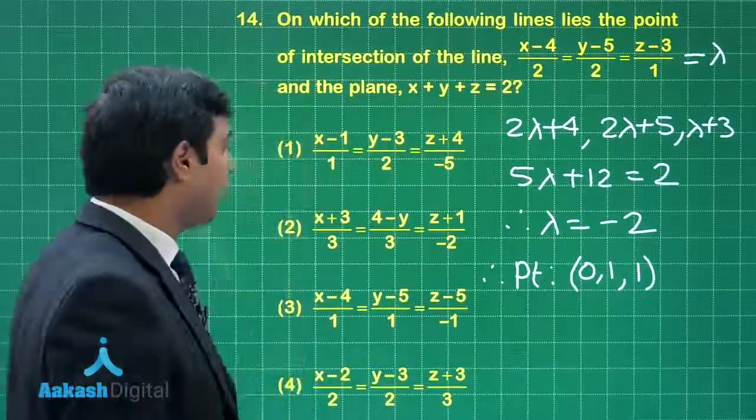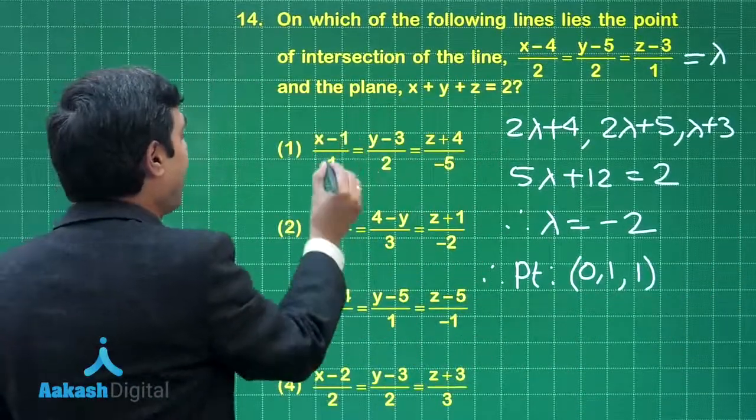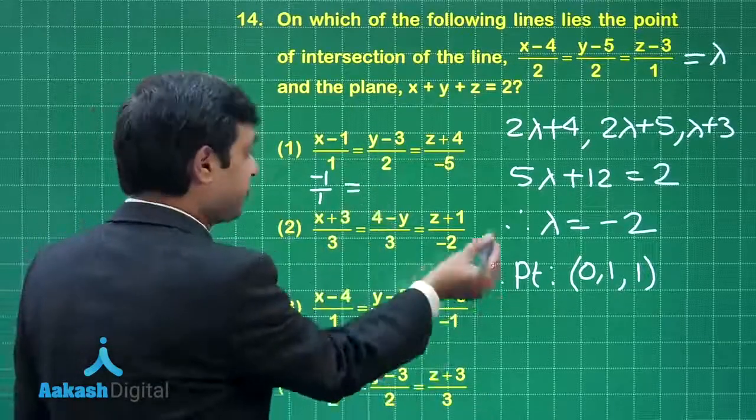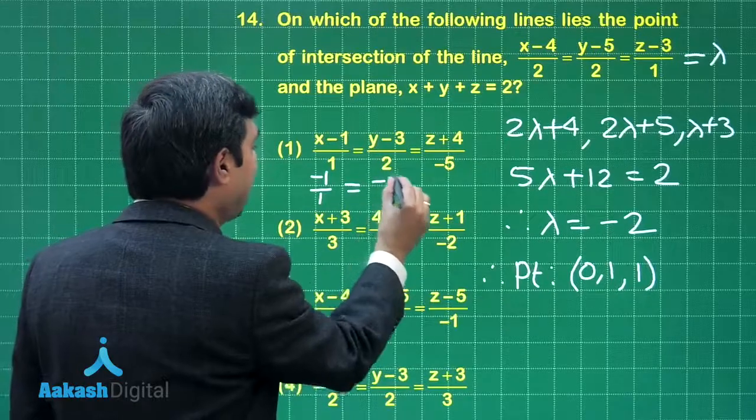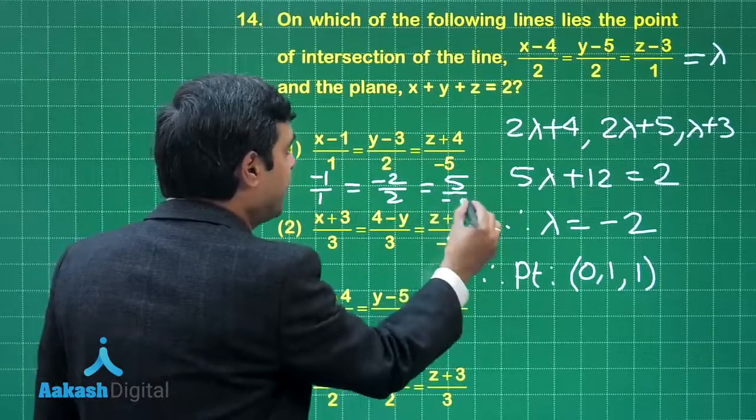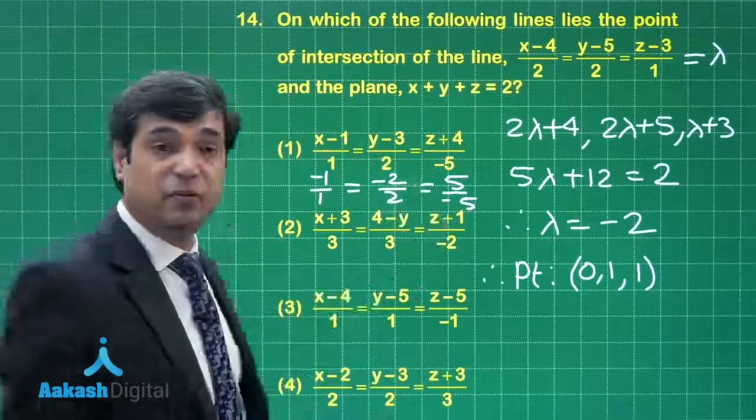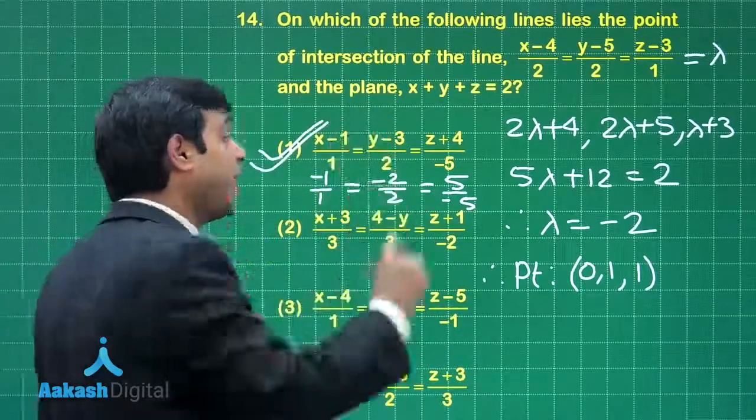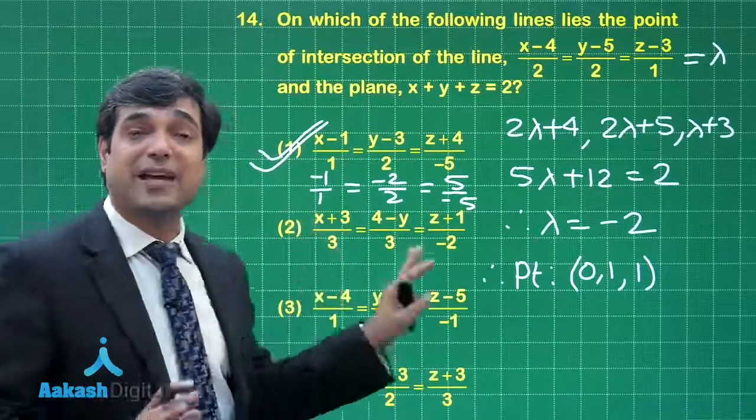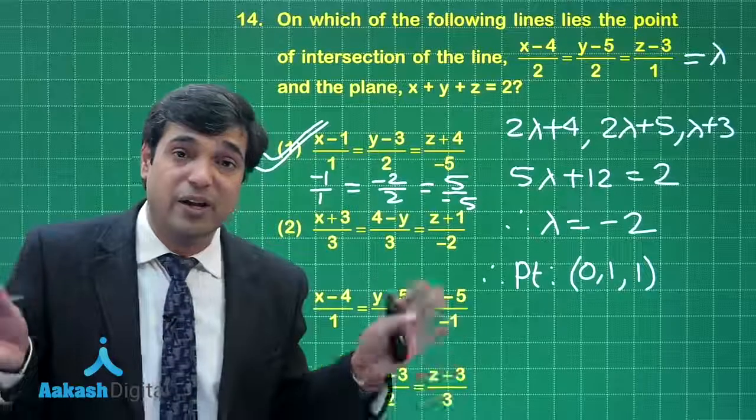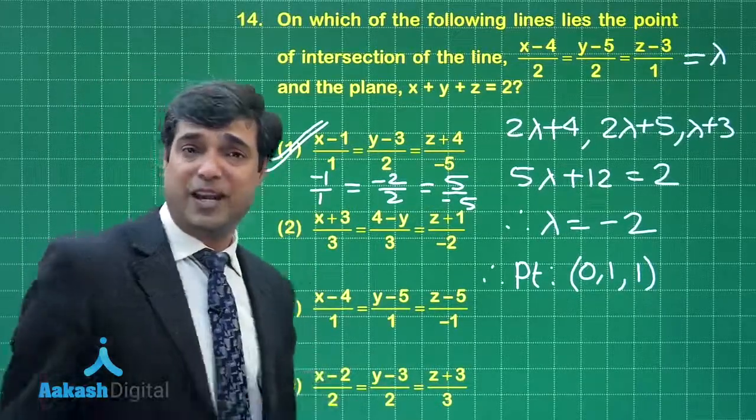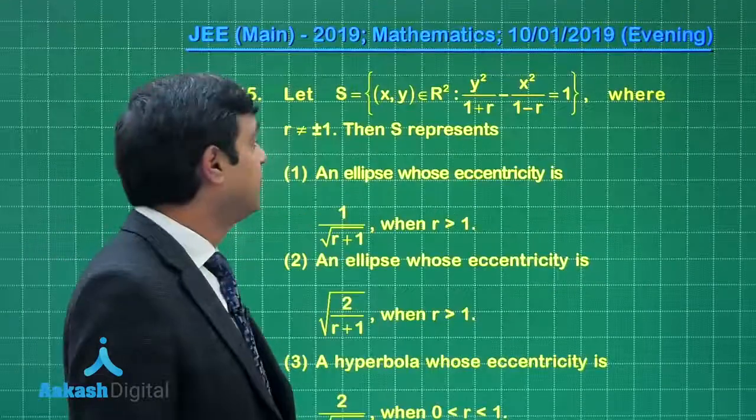When you put here 0, 1, 1, what you observe? It becomes minus 1 upon 1 is equal to, on substituting 1, minus 2 upon 2, on substituting 1, 5 upon minus 5. So you can see minus 1 equals minus 1 equals minus 1, meaning this is satisfied. When you put this point in any of the other options, you will see the equality is not holding good. So the correct answer for this question is option number 1. Let us move on to the next one, that is question number 15.